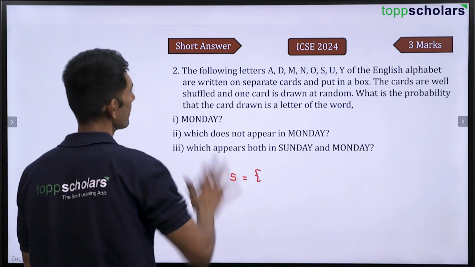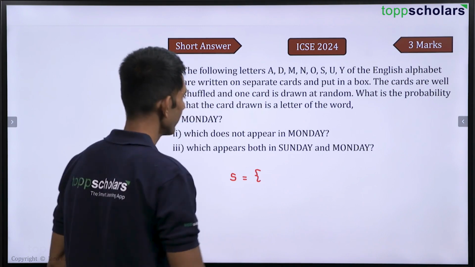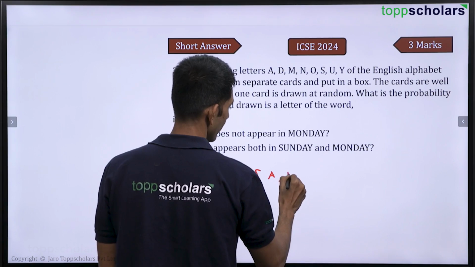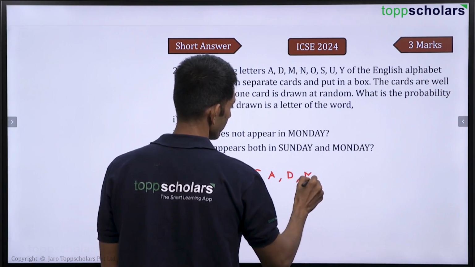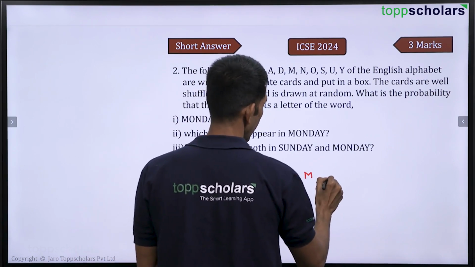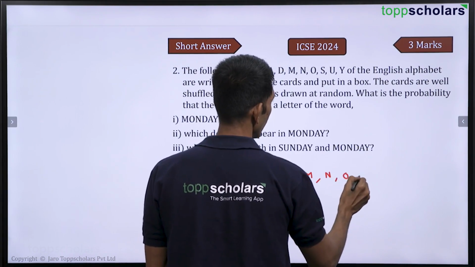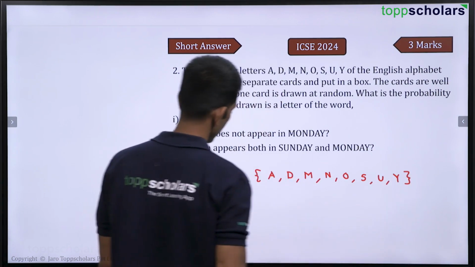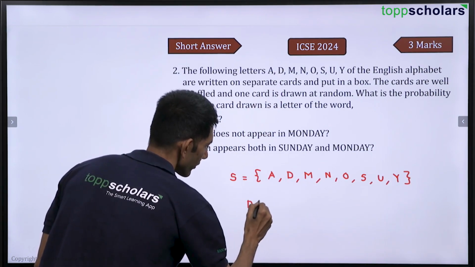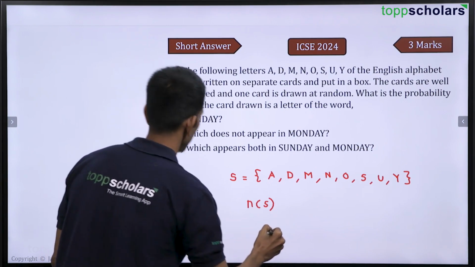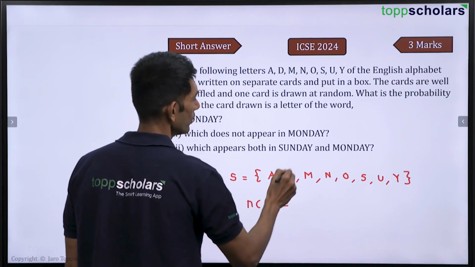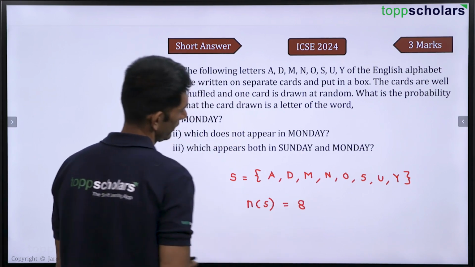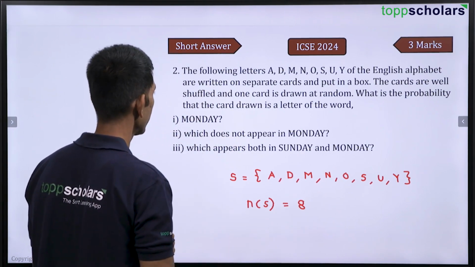So what will be the sample space? The following letters are given. So let me write down the letters. That is A. Then I have D. I have M. I have N. O, S, U, Y. So can I say n of S is equal to 1, 2, 3, 4, 5, 6, 7, 8. n of S is 8. That is, the number of elements in the sample space is 8.